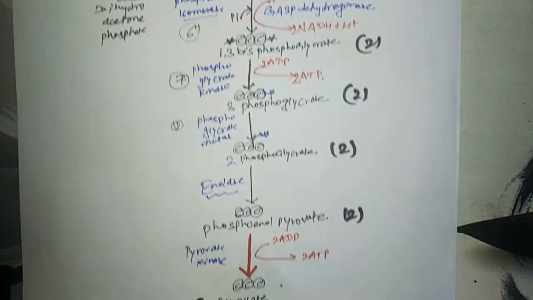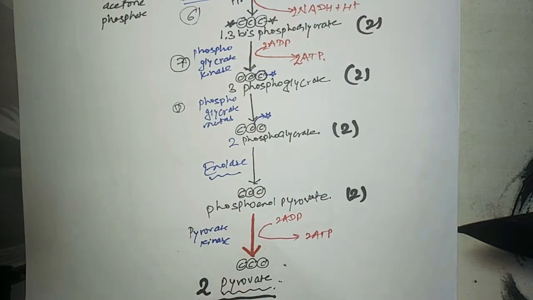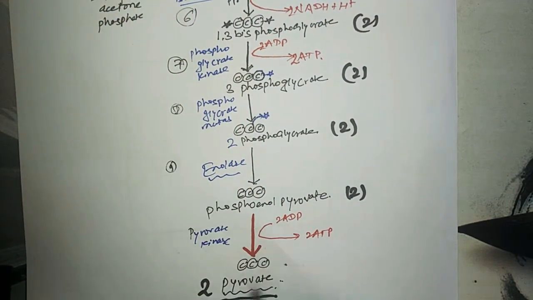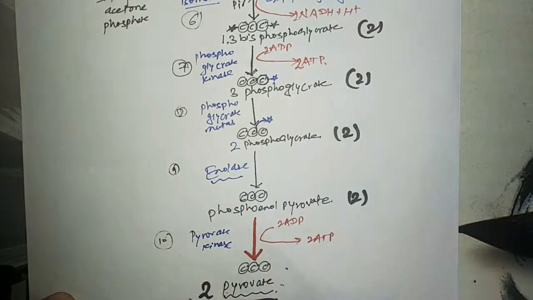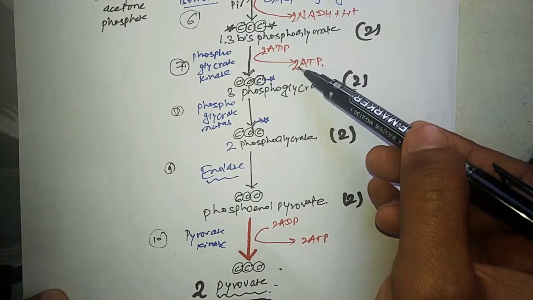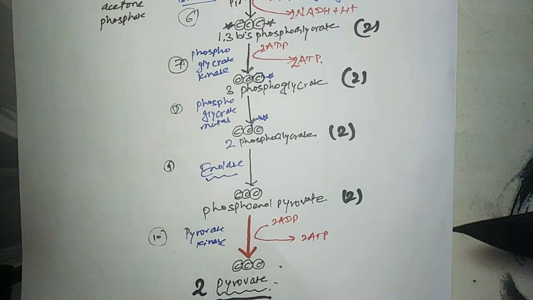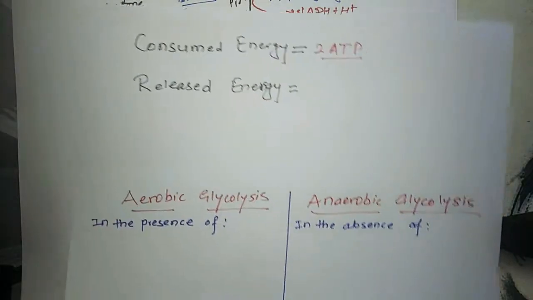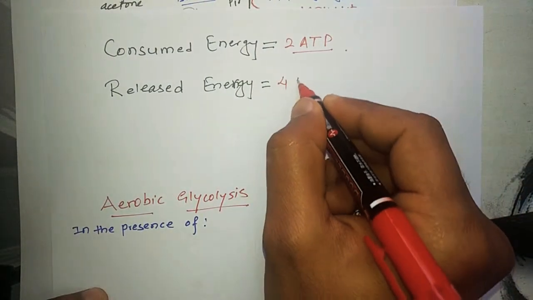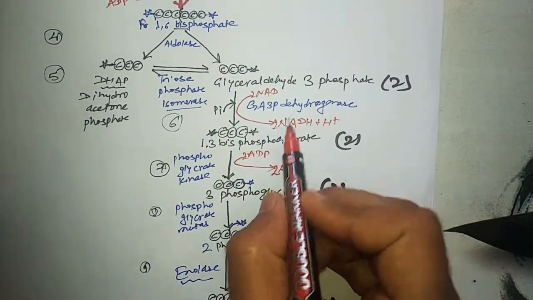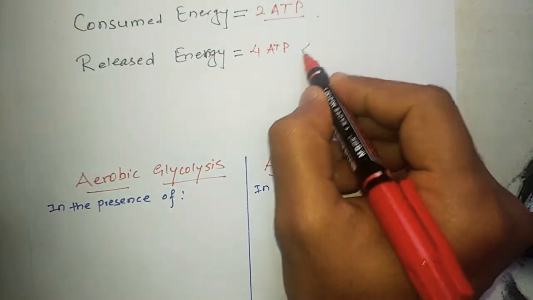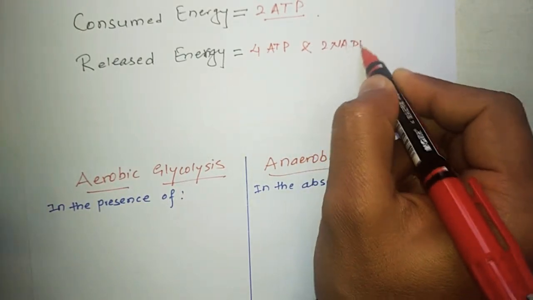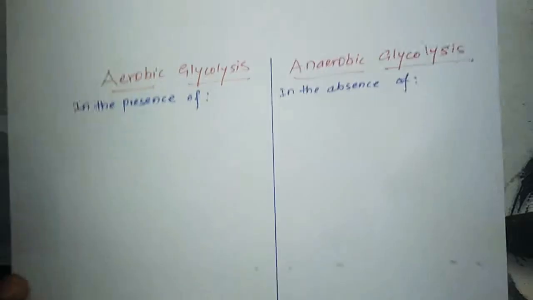First of all, let's talk about ATP. This is step 8, this is step number 9, this is step number 10. Then at step number 7 and step number 8, 2 ATP released here, 2 ATP released here. In total 4 ATP has been released. So let's note it here that 4 ATP released. And also another energy molecule, the NADH, 2 NADH has also been released.